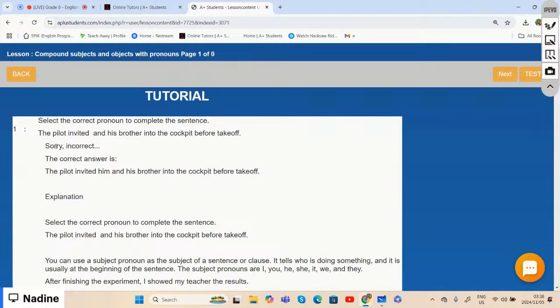And remember, we said when it comes to subject pronouns, right? Subject pronouns are words like I, you, he, she, it, we, and they. Those are our subject pronouns. And our subject pronouns we'll usually find at the beginning of the sentence. They tell us about the subject of the sentence.